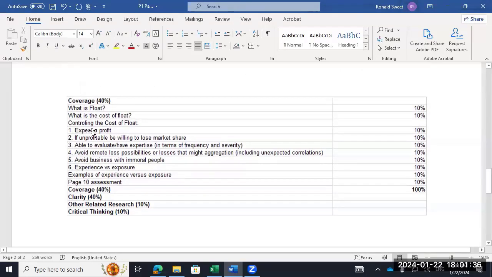So what is float is what you start with, because that's what he's talking about. What is float? So don't mix up the cost of float with float. Don't mix up the investment earnings on float with float. Float is a liability. You know, it's a reserve. It's money that you have that you don't really own because you're going to have to pay it out. We said it's kind of like debt, kind of quasi debt. You know, all those things we talked about.